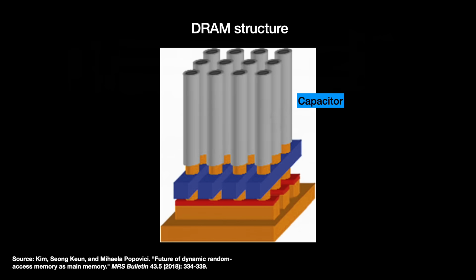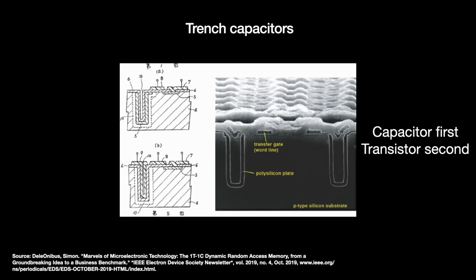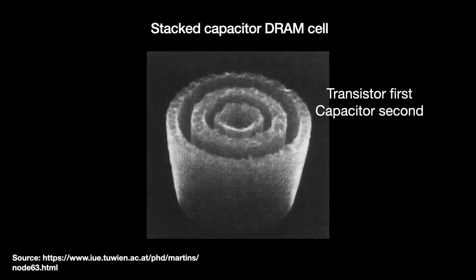In the 2000s, vendors ditched traditional planar capacitors for 3D capacitors, trench and stacked. Trench capacitors are etched down into the substrate with the transistor on top. So first, the trench is dug out and filled in with materials to make the capacitor. The transistor is made after that. Stacked capacitors, by contrast, are built on top of their access transistors. So the transistor is made first, capacitor second.